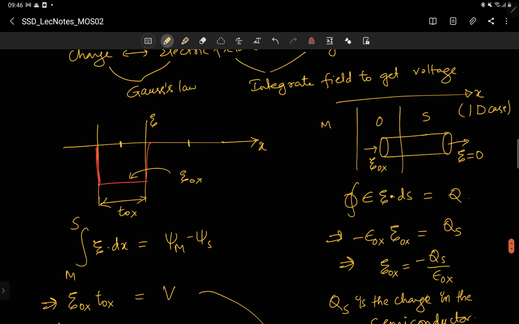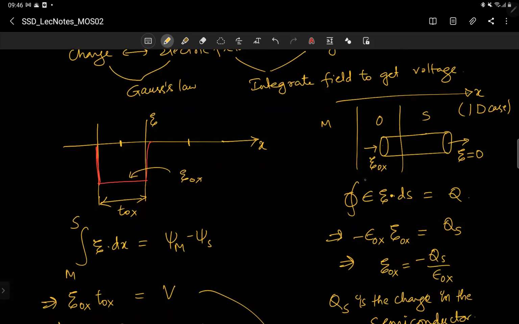So for this, if you start using Gauss's law, the closed integral of epsilon E, basically because epsilon is changing. Oxide has an epsilon, semiconductor has an epsilon. So it is better to use del dot D equal to rho. In other words, the integral of epsilon E dot ds equals Q enclosed.